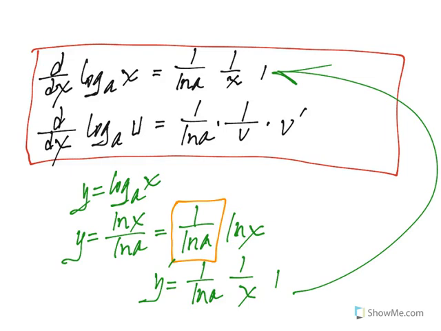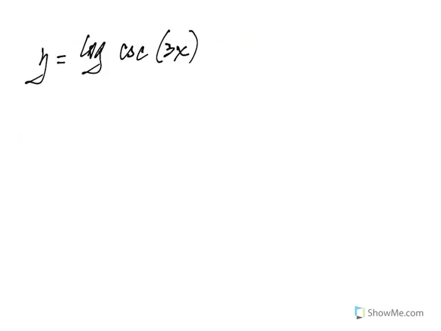All right, let's work an example. Let's say I've got y is equal to log base 10 of the cosecant of 3x. You've got two options here. One is you can just go with this memorized formula over here that we have in the second line there, or you can use the base change formula. All right, and I'm going to choose to go with the formula because I've got it memorized.